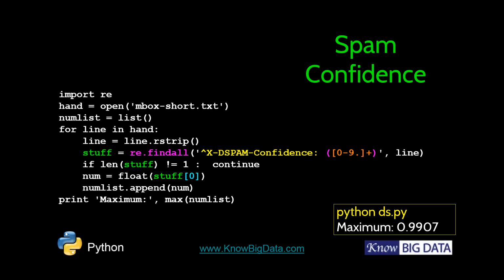Okay, this is basically filtering out what? Wherever we have XD spam confidence, and then following any number.